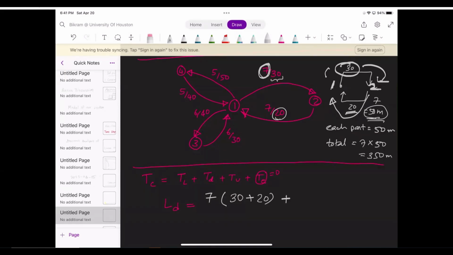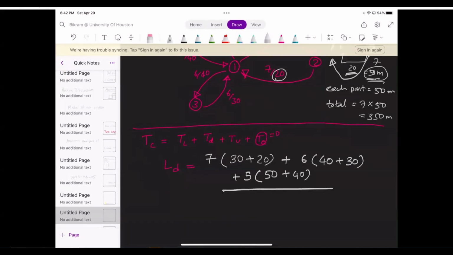So we do the same for station 1 and 3. The first is for station 1 and 2. For station 1 and 3, there are 6 parts, and each of these parts travels 40 meters and 30 meters coming back. Then we have 5 parts for station 4, and each travels 50 meters and 40 meters.